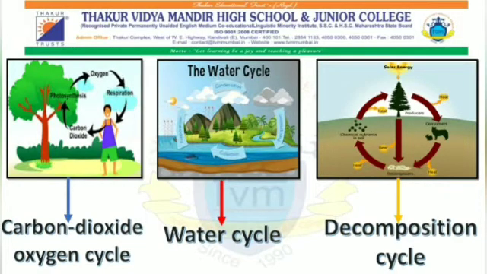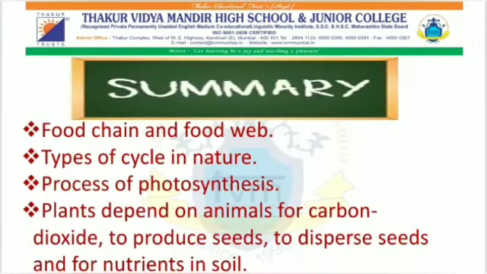When these different cycles go on uninterrupted, environmental balance is maintained, which is very important for the existence of living things. Let's summarize what we have learned today. We learned food chain and food web, types of cycle in nature, process of photosynthesis. Plants depend on animals for carbon dioxide, to produce seeds, to disperse seeds, and for nutrients in soil.